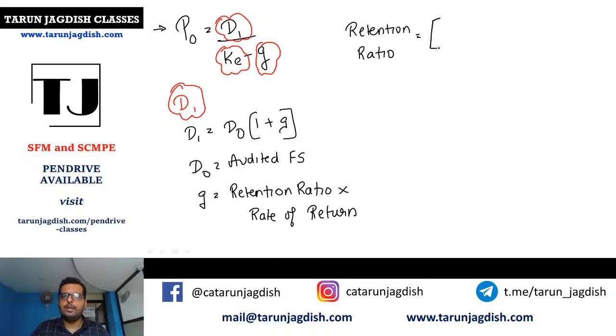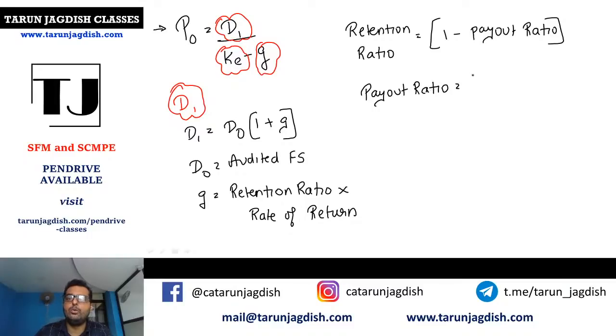Okay. That will be nothing but 1 minus payout ratio. Am I right? How do you get the payout ratio? I will just write down the formula here. Payout ratio can be found out from the audited financials using the formula DPS divided by EPS. For example, if dividend is 5, earnings is 10, your payout ratio will turn out to be how much percentage? 50%. That's just an example.